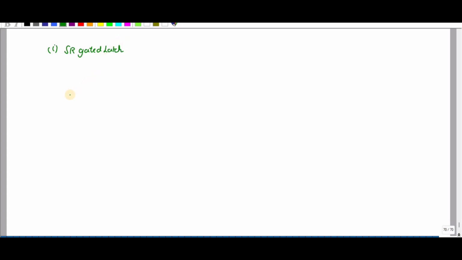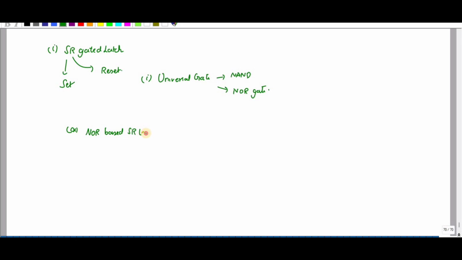So the latches are very sensitive. As the input changes, the output changes. Here the S represents set and R represents reset. Okay. So this can be implemented using universal gates. So the universal gates are NAND and NOR gate. Okay. So first let me discuss the NOR based SR latch.